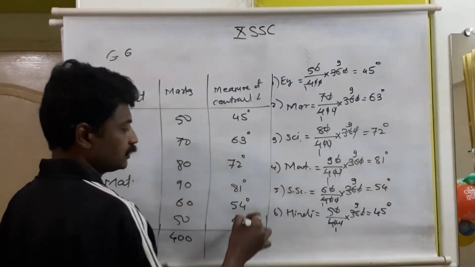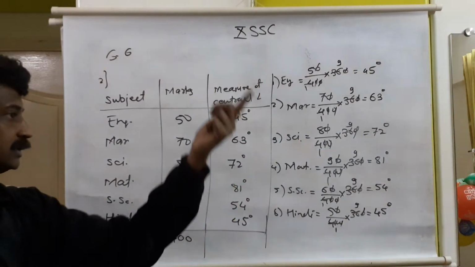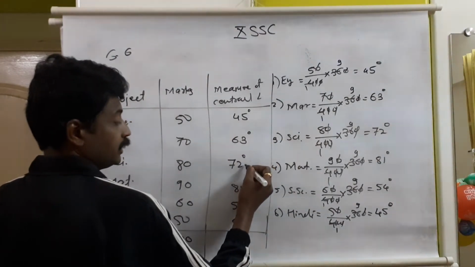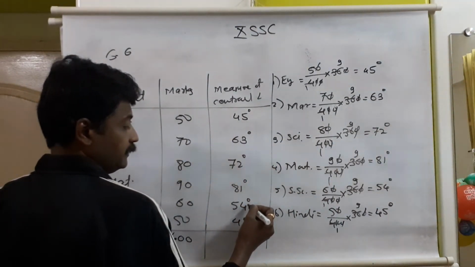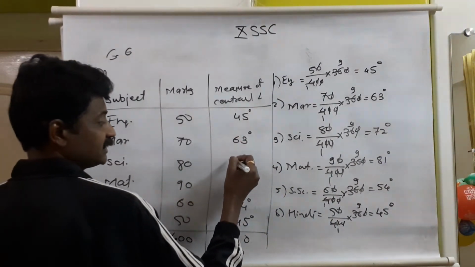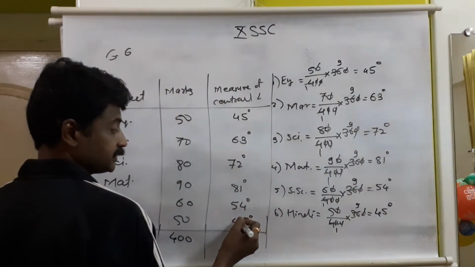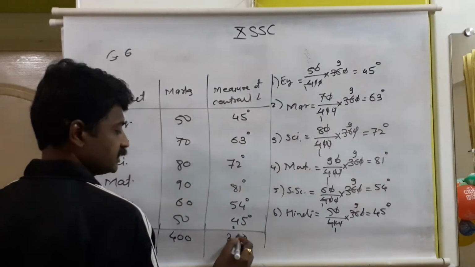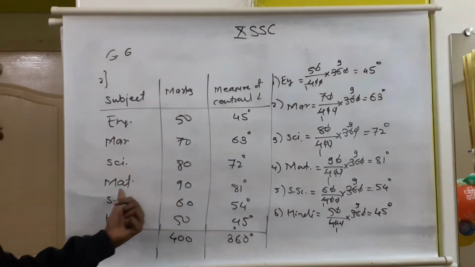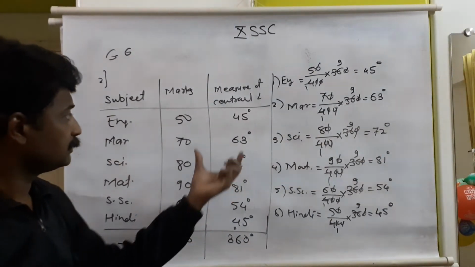Now, if we do the totaling of all this, it should match with 360 degree, because the angular measurement of the total circle will be equal to 360. Let us see. 5 plus 3, 8 plus 2, 10, 11, 15, 15 plus 5, 20, so 0 carry 2. 4 plus 6, 10, 17, 25, 25 plus 5, 30, 30 plus 4, 34, 34 plus 2, 36. 360 degree. You can see here mathematics has maximum marks, so the central angle for maths will be more as compared to any other subject.